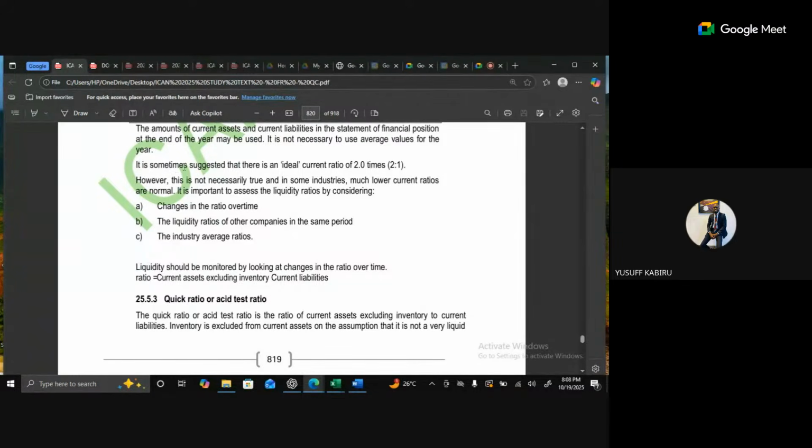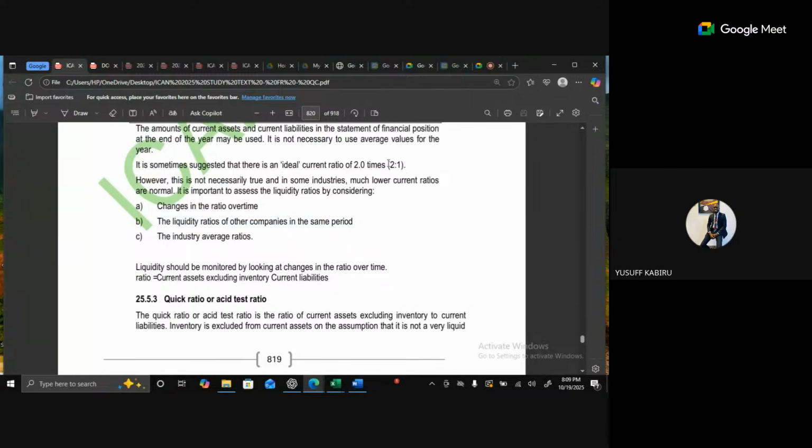It is sometimes suggested that there is an ideal current ratio of 2.0 times or 2:1. So if you have something that is either less or above that, you know that there may be a problem. They say, however, that this is not necessarily so, and in some industries a much lower current ratio is normal. It is important to assess the liquidity ratio by considering changes in the ratio over time and the liquidity ratios of other companies. So whether what you have is below this 2:1 or above it, below it particularly, I think that's the main challenge, then you have to compare. You also need to consider the changes over time and compare it with the ratio of other companies within that same period to know if it's a general industry thing.